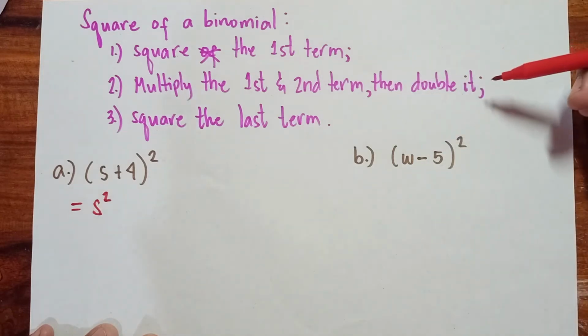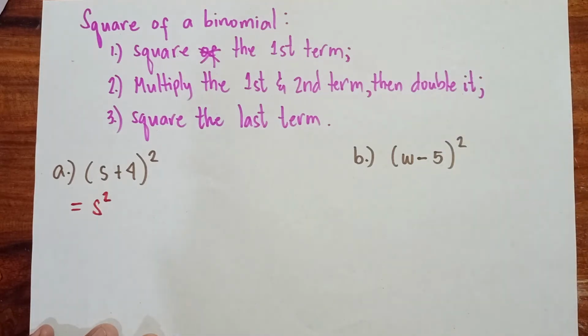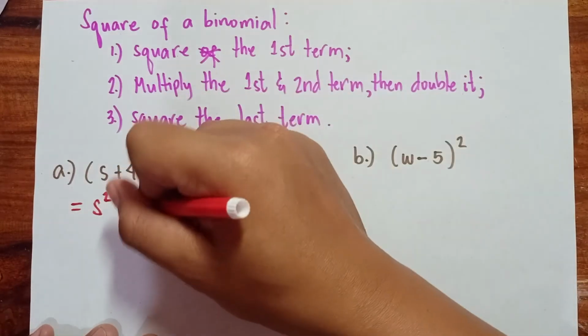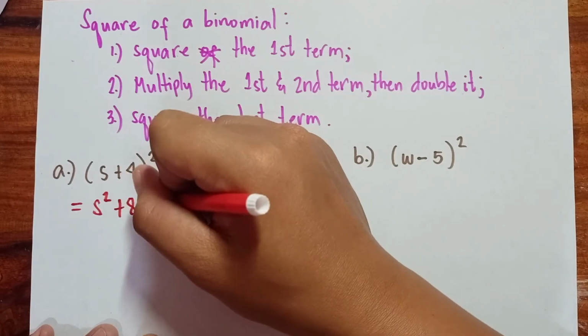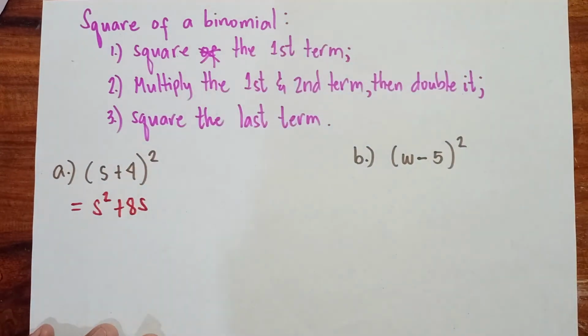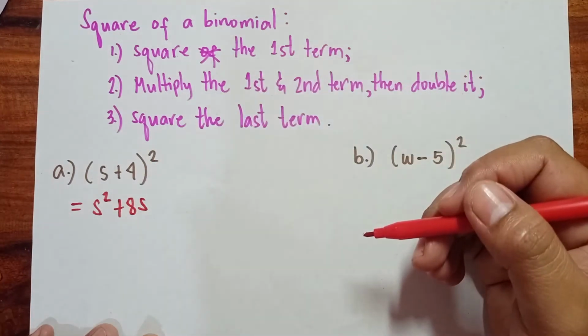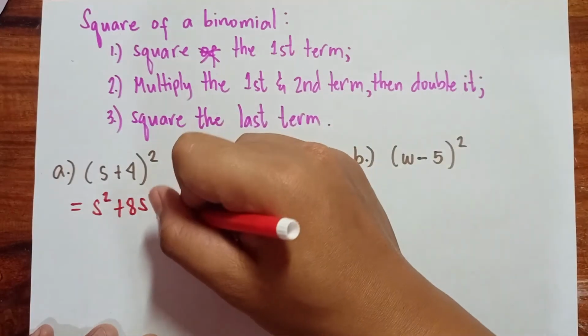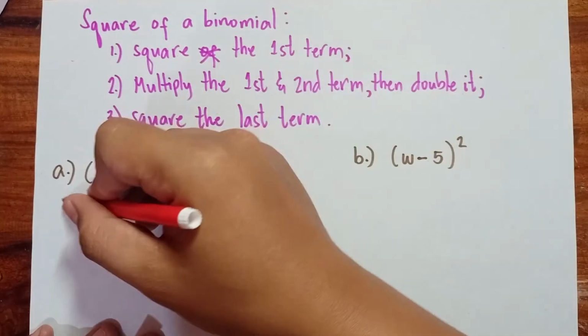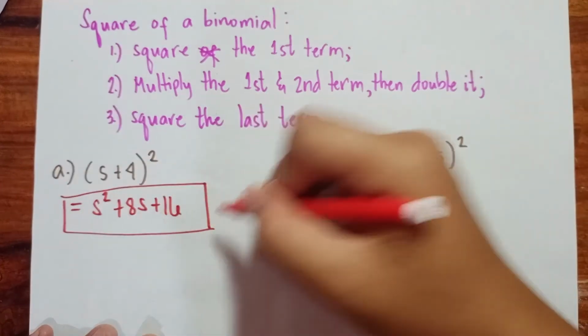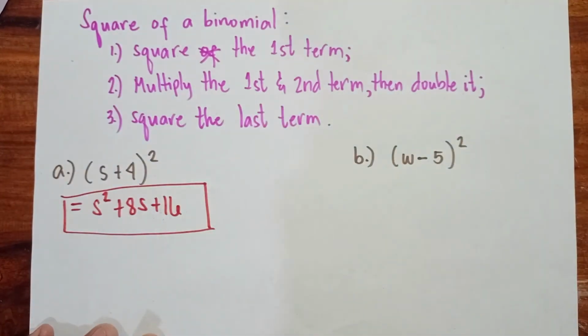Then we double 4s, or multiply 4s by 2. So 4s times 2 gives us 8s. So positive 8s, or plus 8s. Then the last step is we're going to square the last term. The last term is 4. What is the square of 4? That is positive 16. So the answer of s plus 4 quantity squared is s squared plus 8s plus 16.